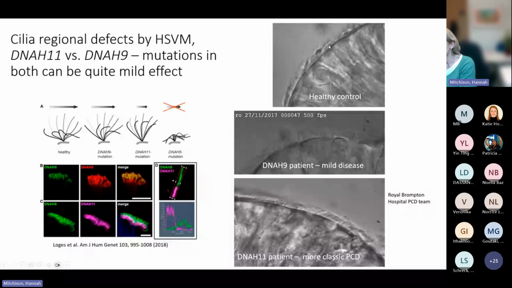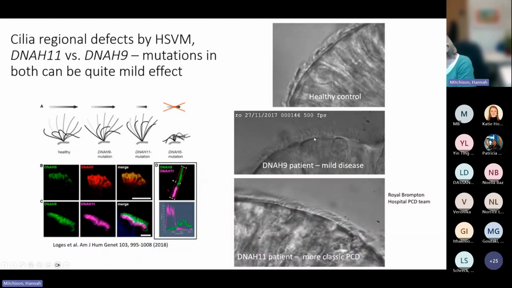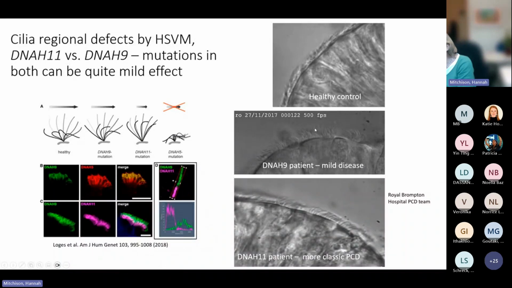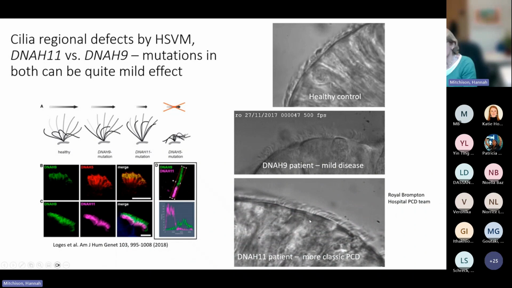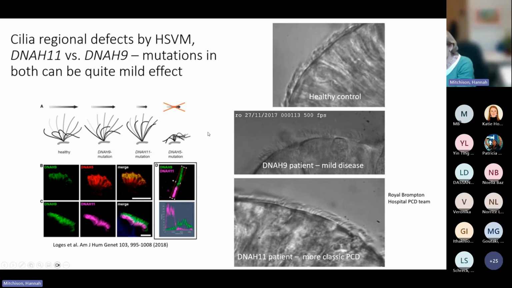So here's the healthy control cilia, and I hope you can see that in DNAH9, where they only have the top cilia outer dynein arms affected, the bottom of the cilia is moving and the top is just being dragged along. In contrast, in DNAH11 patients, the bottom is static because they've lost DNAH11 protein, but the DNAH9 outer dynein arms can still move. So it's really quite subtle and really quite hard to diagnose. And it may be why they are underdiagnosed, but it may also explain why these patients are relatively mildly affected.